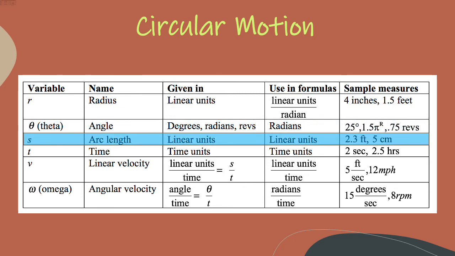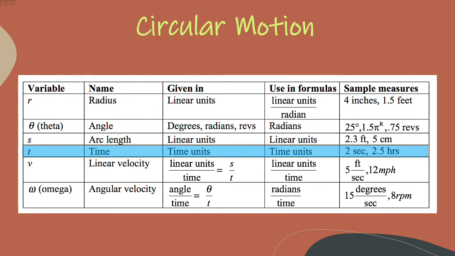We next have our variable s, and we know that that represents the arc length. So as our object is moving in a circular pattern, we have the arc length, which will be measured in linear units. When we use them in the formula, they will also be in linear units. And some sample measures are 2.3 feet or 5 centimeters.